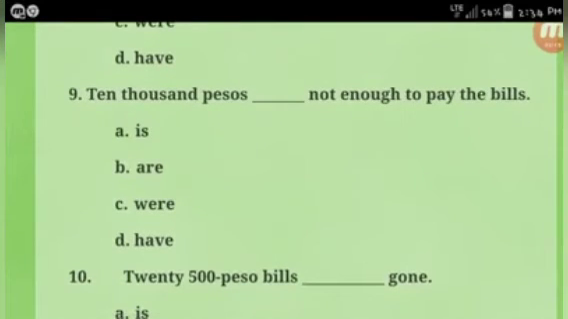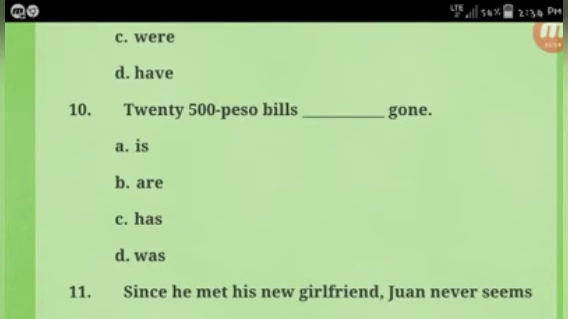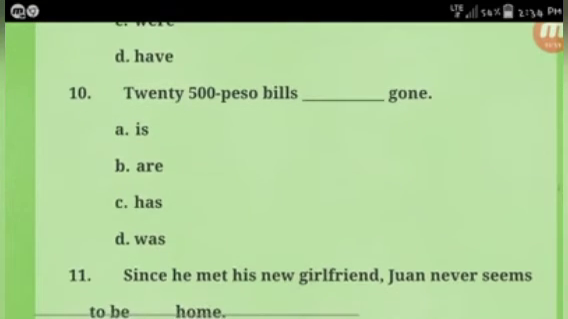is not enough to pay the bill. So it's letter A. Number 10. Here we are given a quantity of 500 peso bills. So there are 20 pieces of that. So it takes a plural verb because it does not call for an amount. It does not talk, I'm sorry, of an amount of money. It just talks about the quantity of 500 peso bills, so are gone.